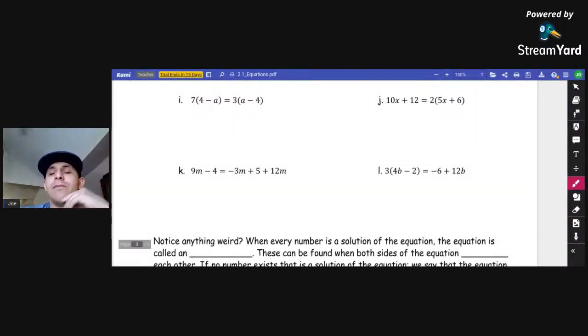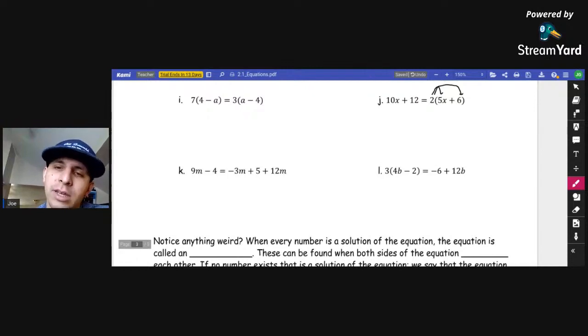Once again, we want to alleviate ourselves of any type of grouping symbols, and parentheses often indicate multiplication using the distributive property. So we're going to take this 2, and we're going to distribute it to both terms using multiplication. 2 times 5x will yield a 10x, and 2 times 6 will yield a 12. Once again, that's using the distributive property. Now, if you notice something, we have the left side, which is 10x plus 12, and the right side, which is 10x plus 12, and they're equal to each other.